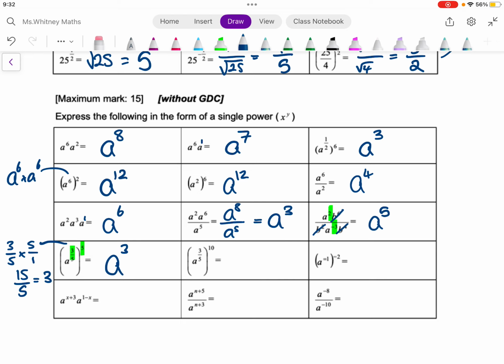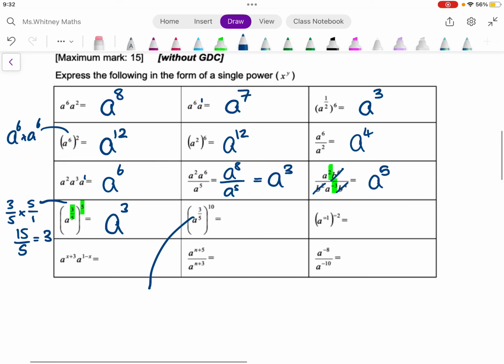Next one here, you could bring it out. I'm just going to bring it down here. So we could do 3 over 5 times 10 over 1 gives me 30 over 5. Oh, I have 6. So it's a to the 6.